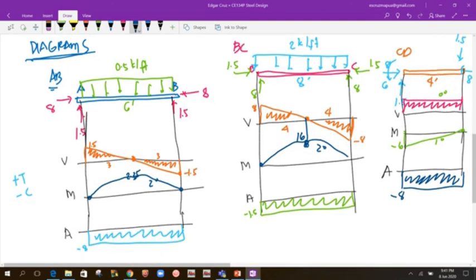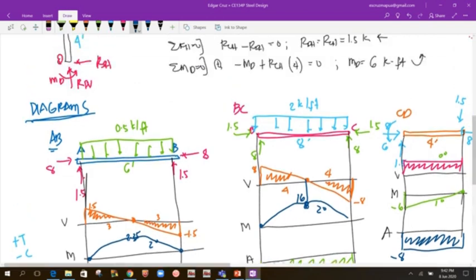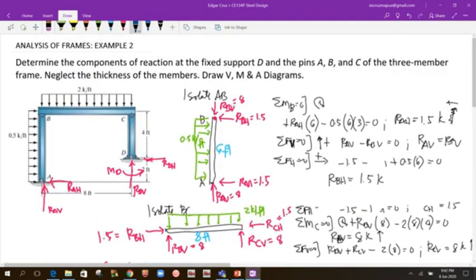Okay, so basically yan ang magiging kompletong shear, moment, and axial diagram ng frame na given, consisting of 3 members, AB, BC, and CD. Okay, so simple lang. So I hope you have learned out of this simple problem.